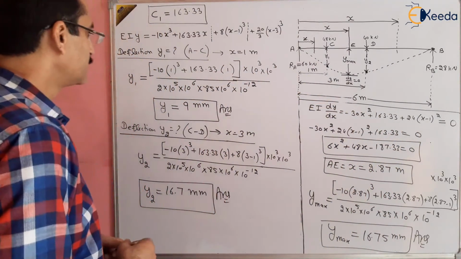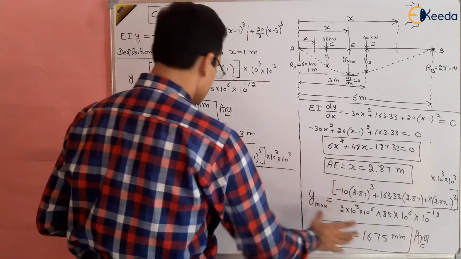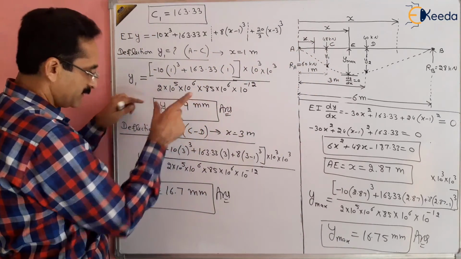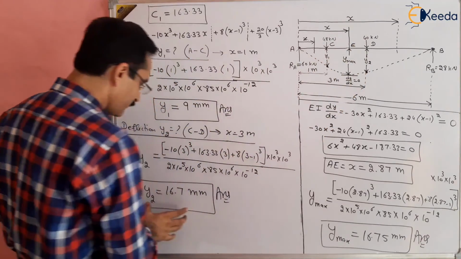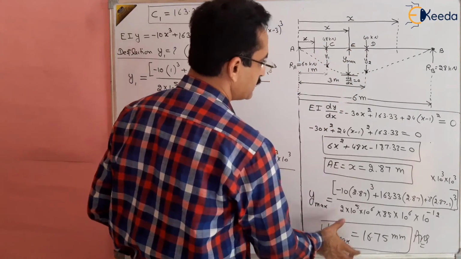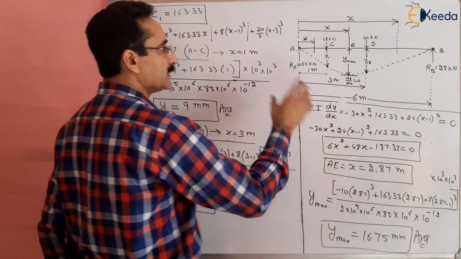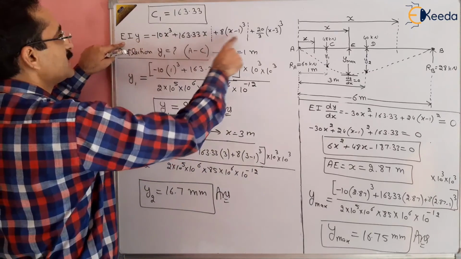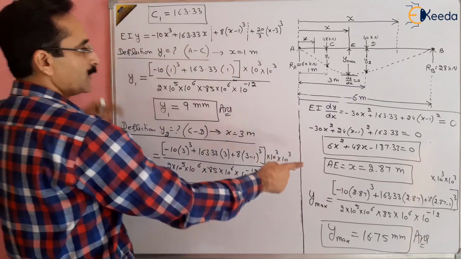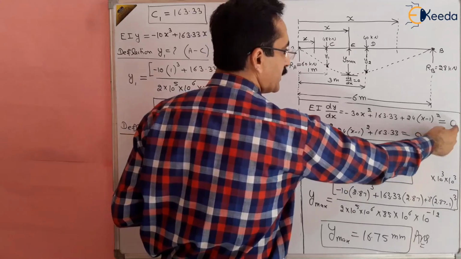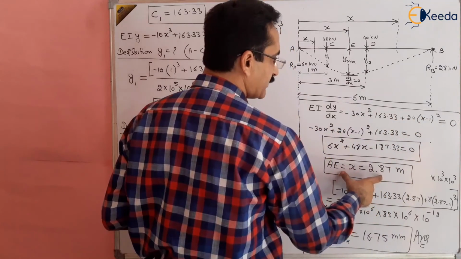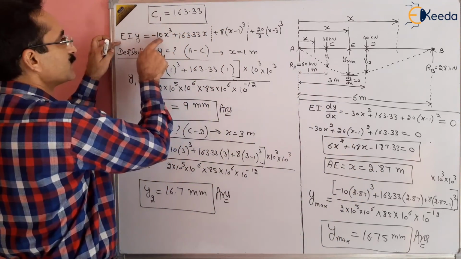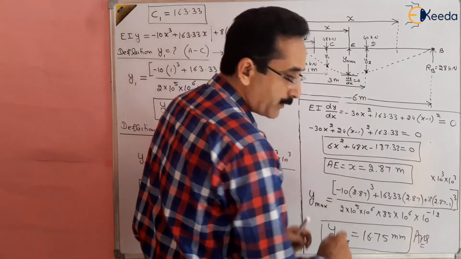So we have obtained two deflections, the deflection under the 48 kilonewton load and the deflection under the 40 kilonewton load, and then the maximum deflection. For maximum deflection we have used that the slope at maximum deflection is 0. So we differentiated this equation to get the slope and equated it to 0 to get the value of x where there will be maximum deflection, and putting this value of x again in the deflection equation, we can get the maximum deflection.